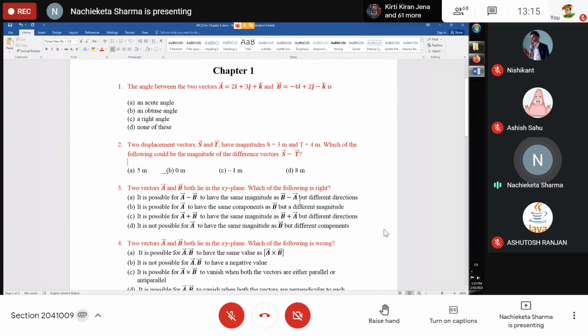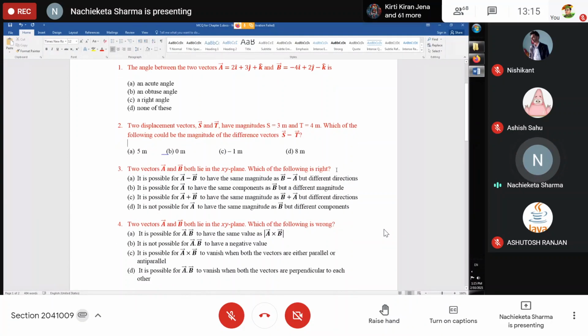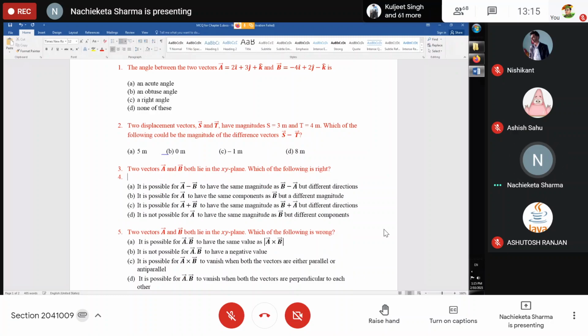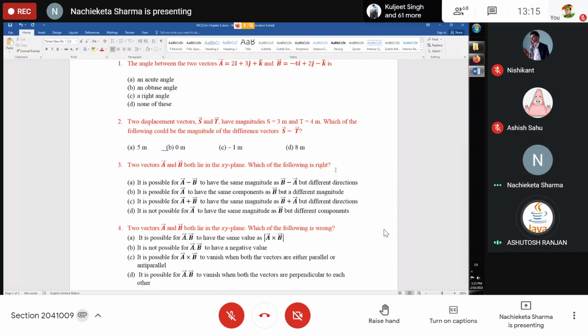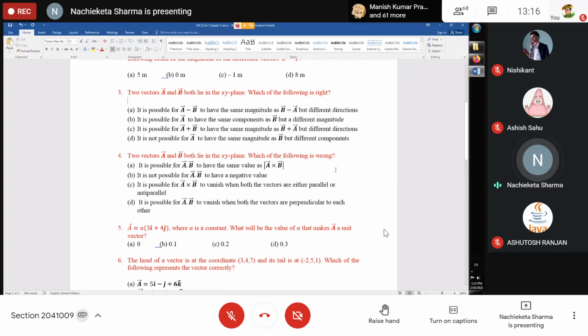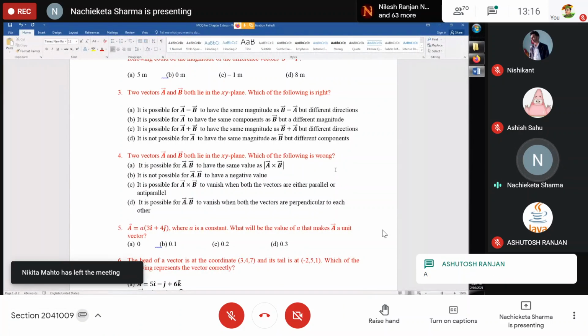Okay. Question number 3. C. Okay, let us see. Which of the following is right? It is possible for A minus B to have the same magnitude as B minus A, but different directions. Yes, that is correct. It is possible for A to have the same components as B, but a different magnitude.